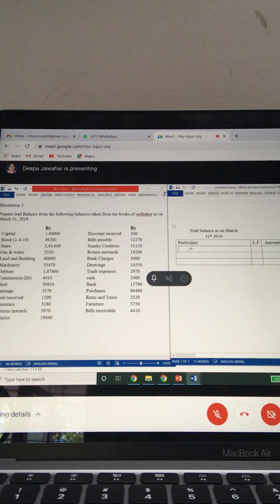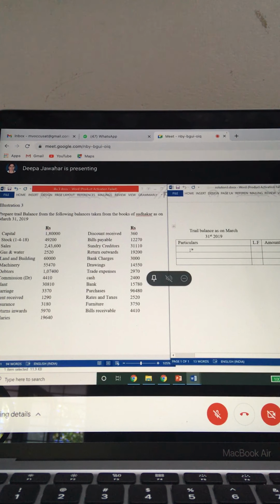If you know which balance is capital, which balance is stock, which balance is sales, if you understand thoroughly, then preparing the trial balance is very simple.